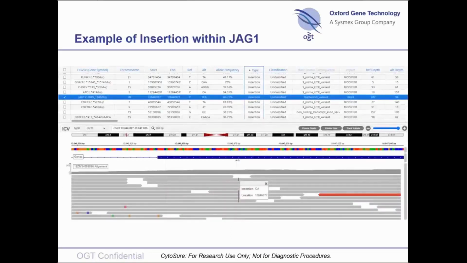Now, this is an example of how the SNV data will look. So we have the alignments on the bottom there of the gray bars. And this example is an insertion within the JAG1 gene. It's just a small duplication. And you can see how the software presents this: a nice table format at the top, and then you have the very easy to view IGV viewer at the bottom.